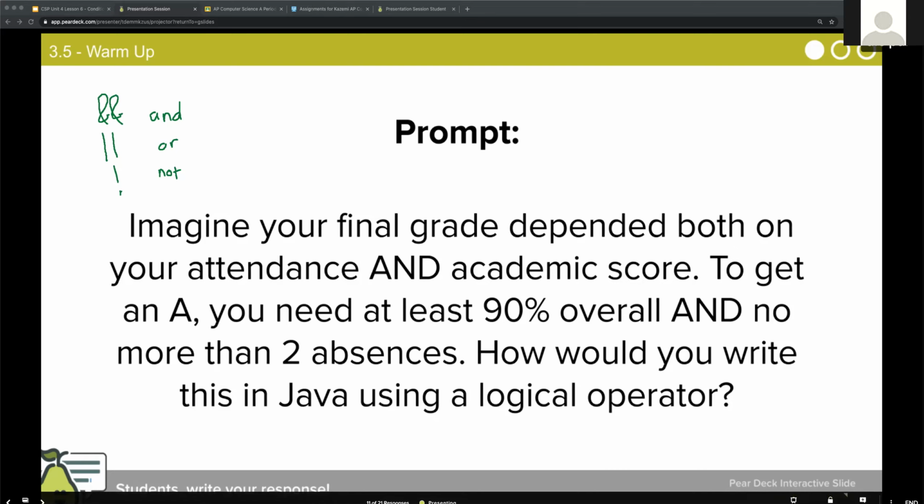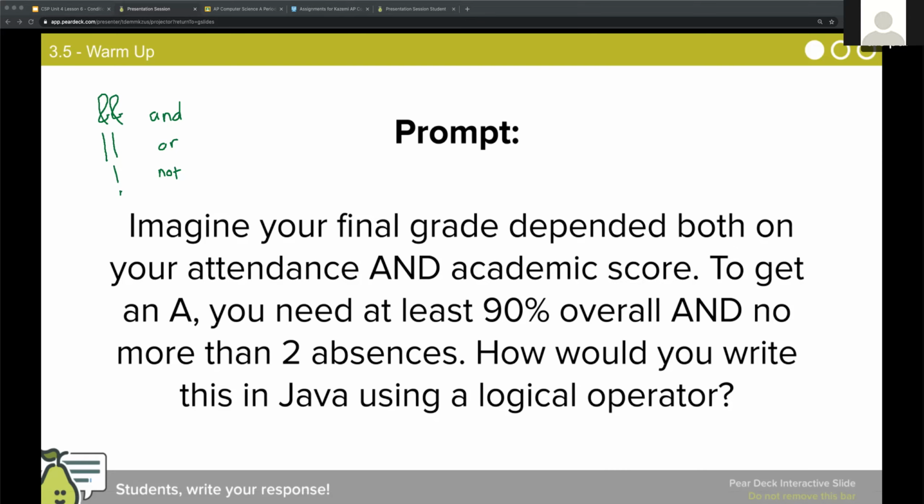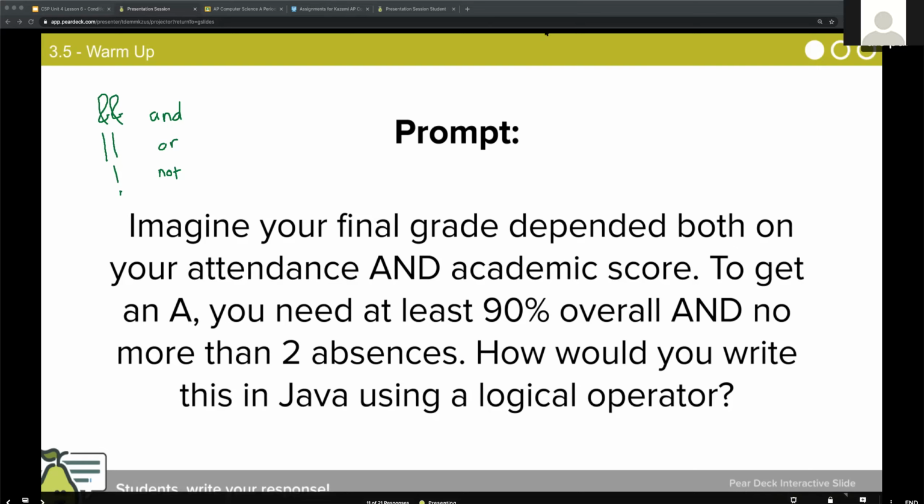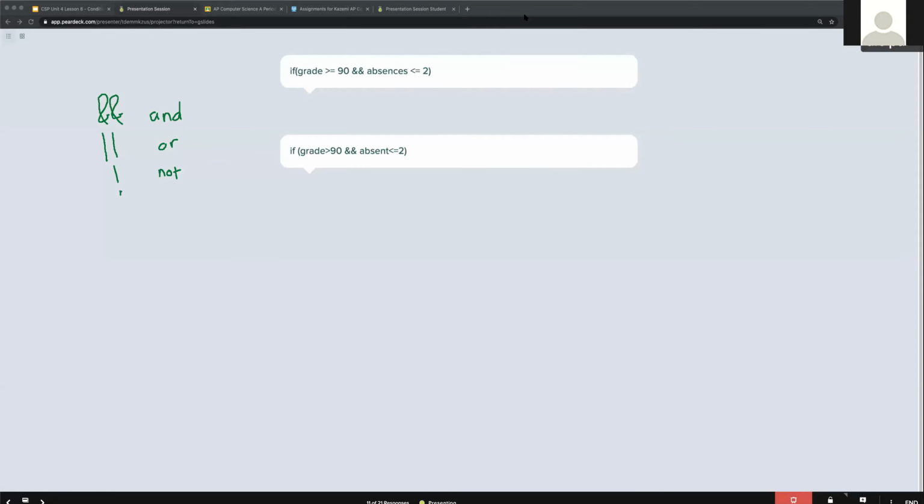All right, so let's go ahead and look at some of your answers. Let's go ahead and share. Where is it? Show responses. There we go. Okay, so again, the question was, how would you put in Java the scenario that if you wanted to get an A, you needed at least a 90% in the class and no more than 2 absences.